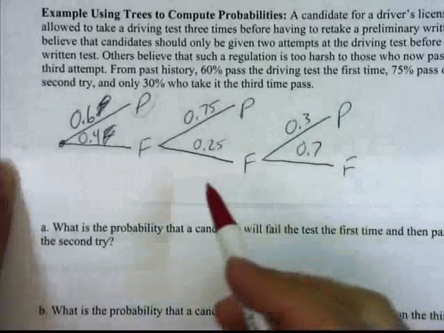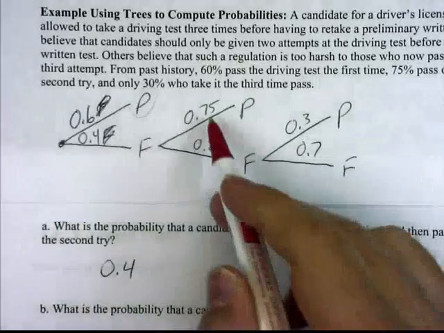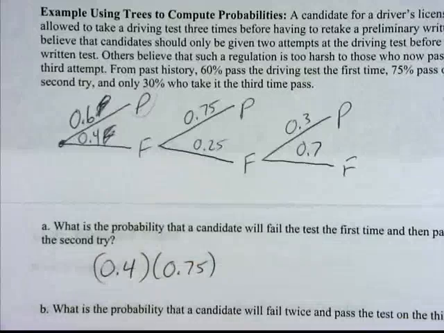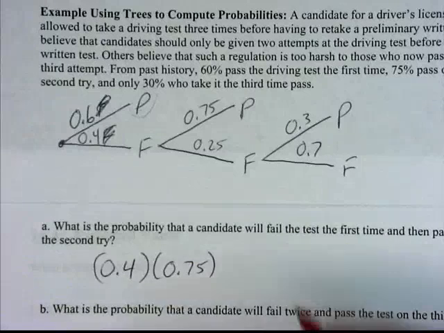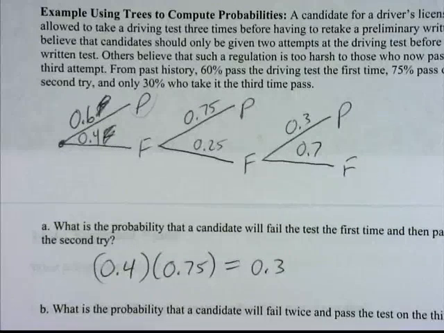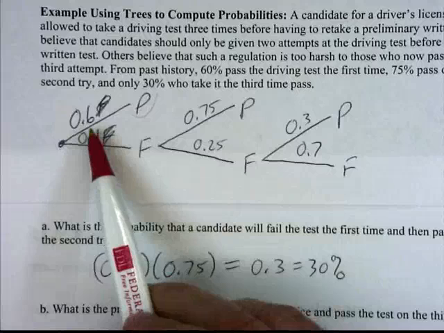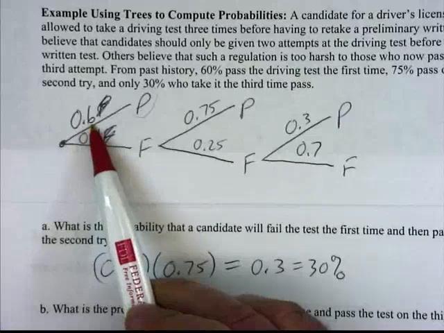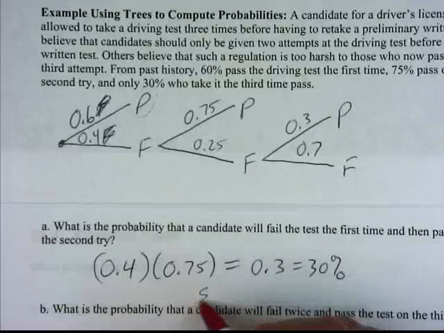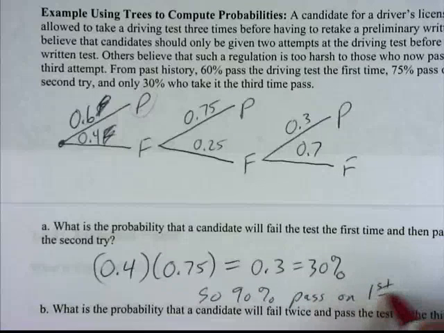So they've got to fail first. The probability of failing is 0.4, and then they've got to pass after they've failed, and the probability of passing after they've failed is 0.75. When I multiply those, I will get 30%. So notice, 60% passed the first time, 30% passed on the second try. So how many have passed so far? 90% pass on first or second try.